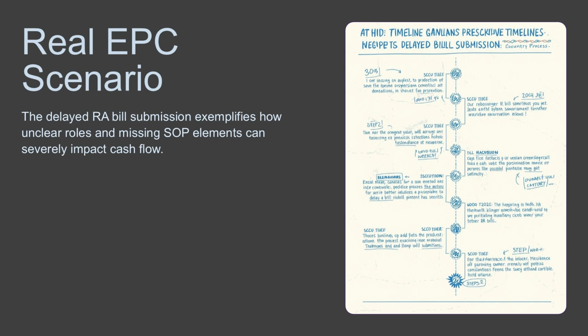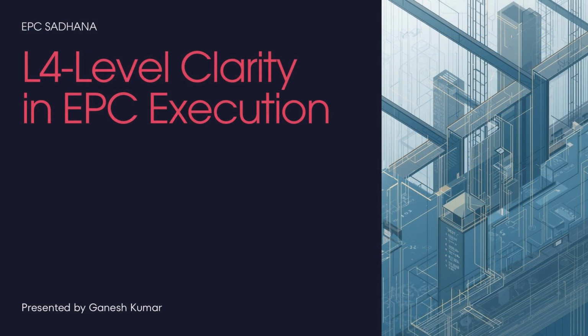The bill was submitted a couple of days late. The cash flow hit was a couple of crores. One L4 package could have prevented it. In our earlier episode, episode 6 of series 1, we understood L2 and L3 levels of an EPC process hierarchy, and now let us understand the L4 level.